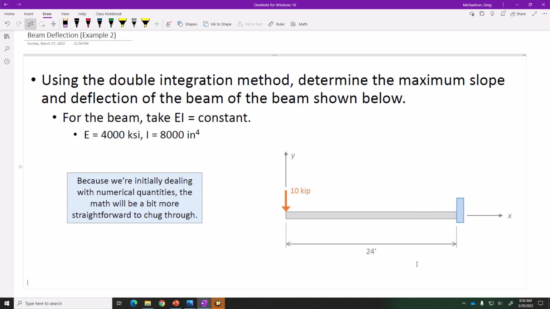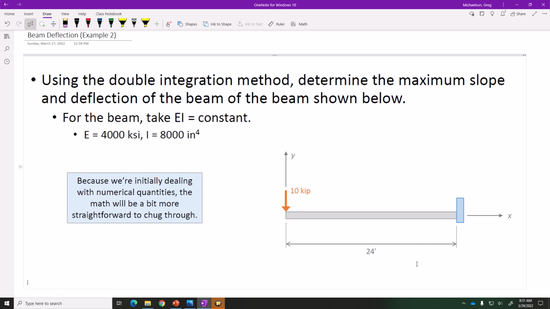Another thing about this problem is that it's going to be a little bit more numeric. What I mean by the numerics is, instead of nothing but symbols, I'm actually going to have numbers in my functions. It'll make the math a little easier and more straightforward. The only downside is that the functions we derive are really only going to work for this problem. They won't work if I change it to a 50-foot long beam with a load of 25 kips as opposed to 10 kips. If I change the numbers, I'd have to do the analysis again.